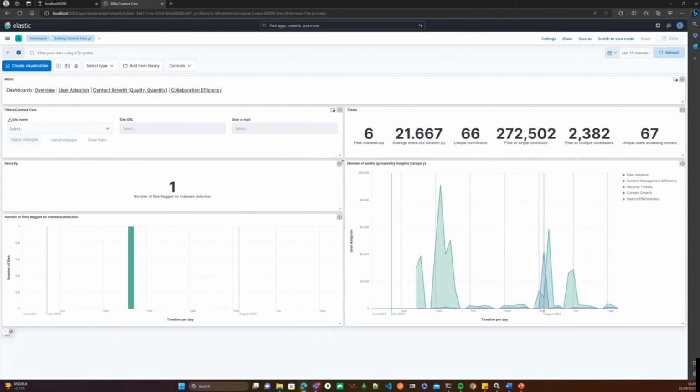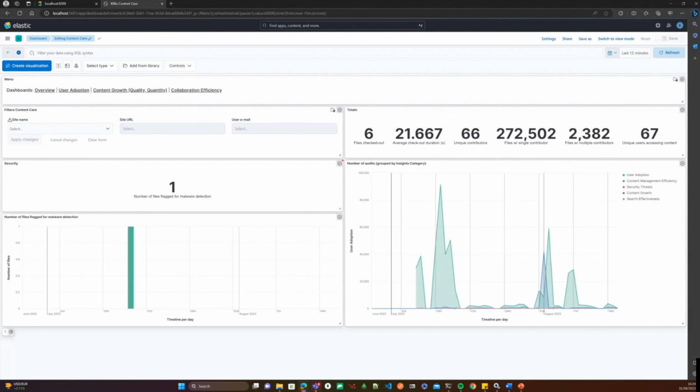So we will be showing you 4 main dashboards today that have to do with Content Care. The first one is the overview, which is basically a visual summary of some of the key metrics that we generate from the SharePoint environment. So for example, in the top right corner, you can see the number of unique contributors, which reflects how many different individuals are actively participating in content creation and collaboration.